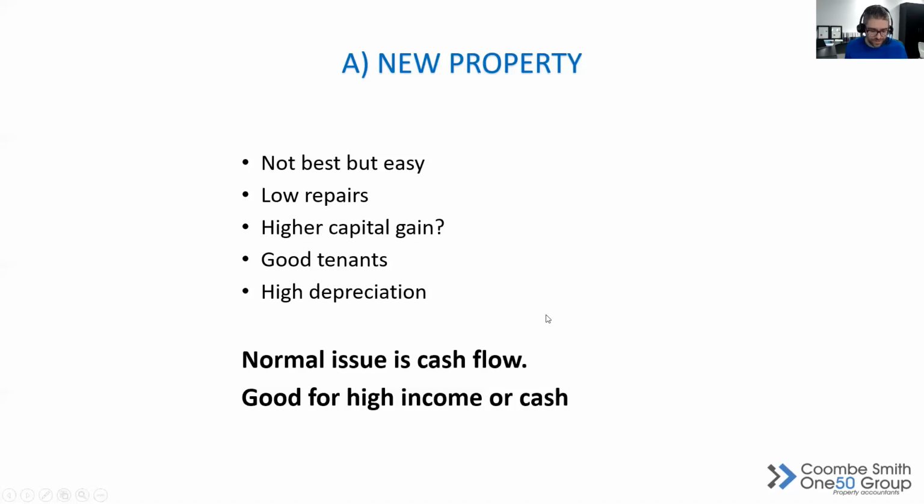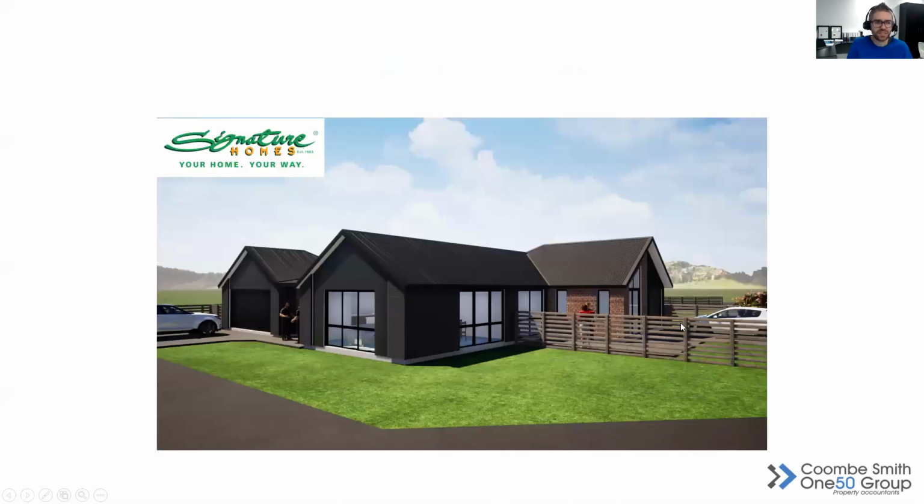I've got a great question which I'll answer shortly about chattels depreciation. I'll leave it for a couple of slides and then I'll answer it. So you're really good if you've got high income or cash. But what you can think about is things have changed a little bit. Interest rates have dropped so much.